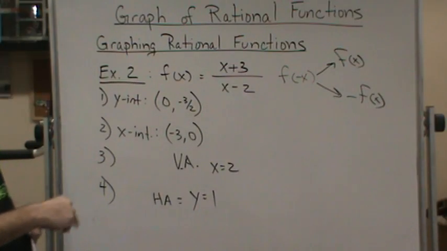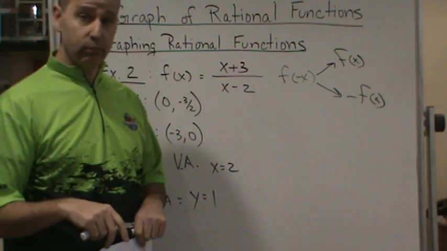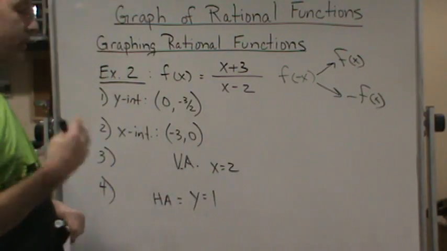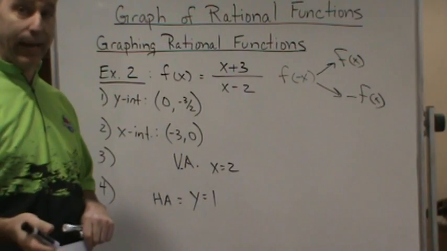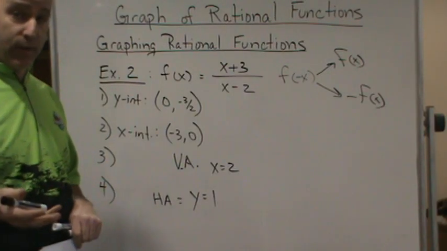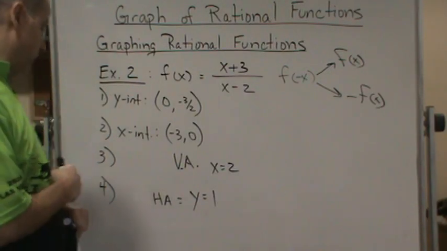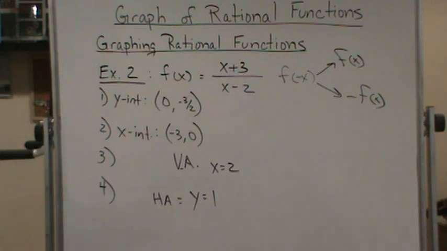Okay? So it's not an even or odd function. So we know it's not symmetric with respect to the y-axis, and it's not symmetric with respect to the origin. So we don't need to do symmetry. Symmetry is not going to work in this case. So now what we're going to do is plot the different intervals. So we want to look at the different intervals and plot a point inside each of the intervals.